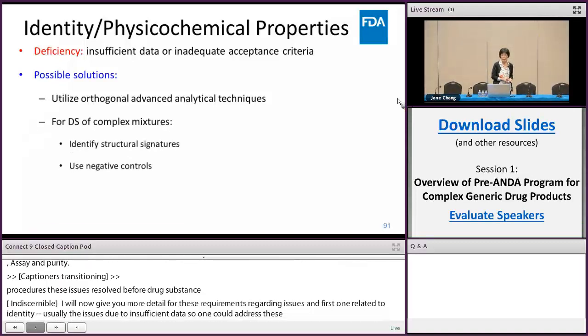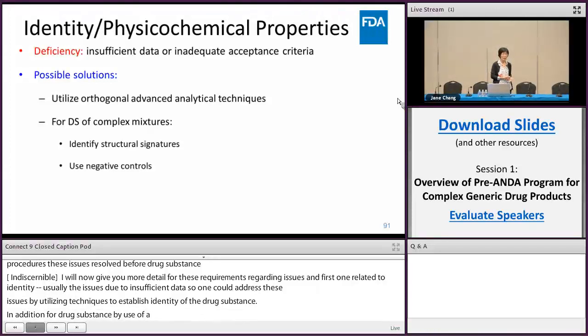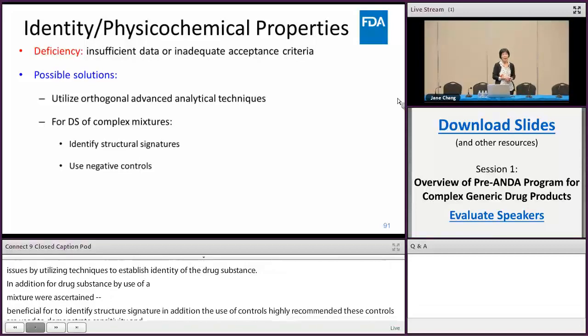In addition, for a drug substance that is a mixture, for example, enoxaparin or glatiramer acetate, it would be very beneficial for the applicant to identify structure signatures. In addition, the use of negative controls would be highly recommended. These negative controls are used to demonstrate the sensitivity and the selectivity of the analytical procedures used for drug substance release testing or sameness characterization.